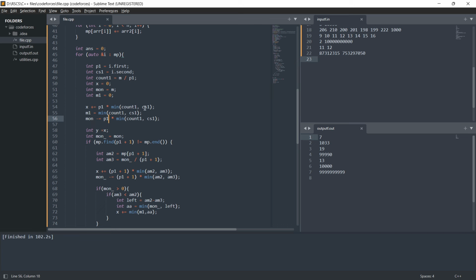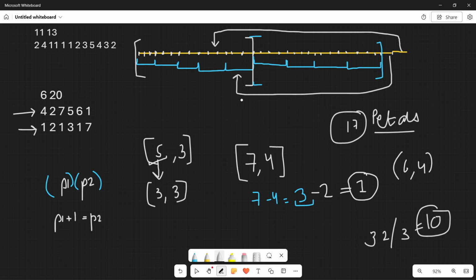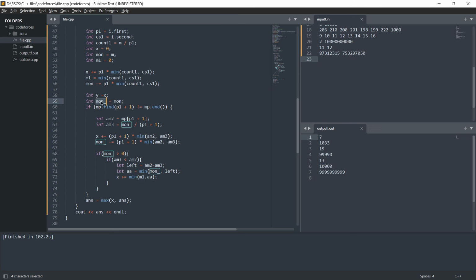Okay, so what I will do, I will simply multiply the 3 with the minimum which I can add, and I will use this m1 letter. Okay, remember this, I will use this m1 letter. Now I will subtract the number of petals which I use from my money. Okay, great. Now this is the money left with me. For example, in this case, this is the money which is left with me. Money underscore represents the leftover money.